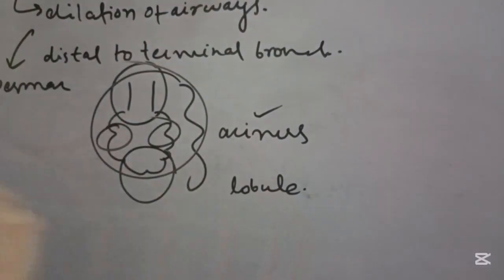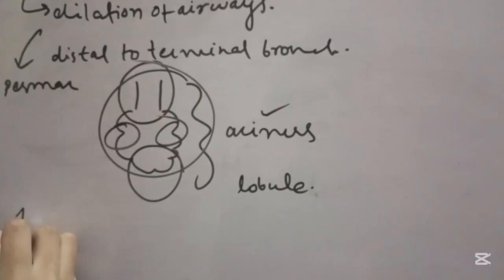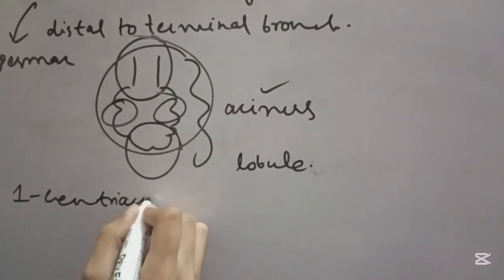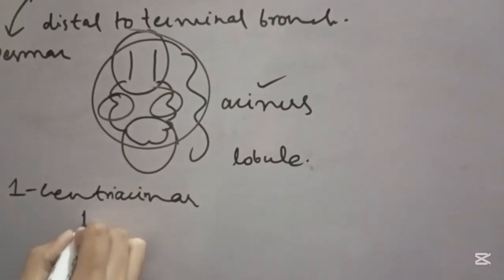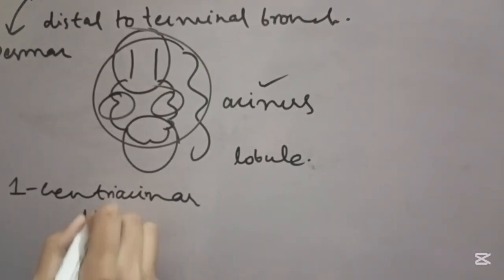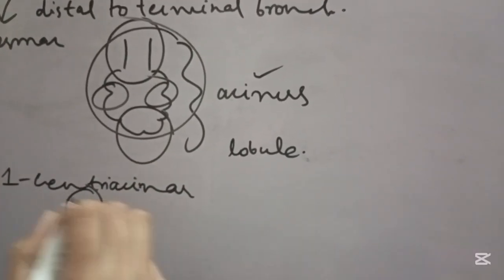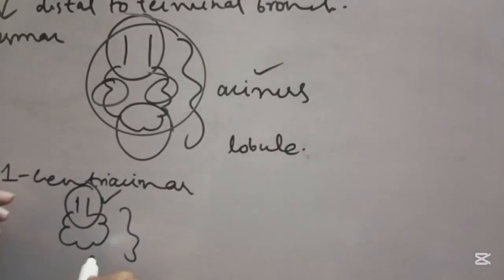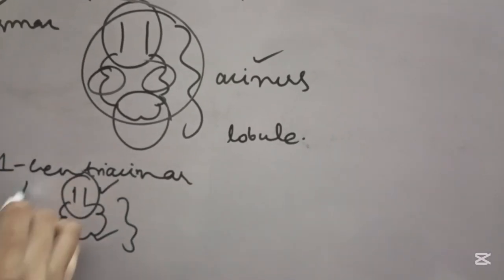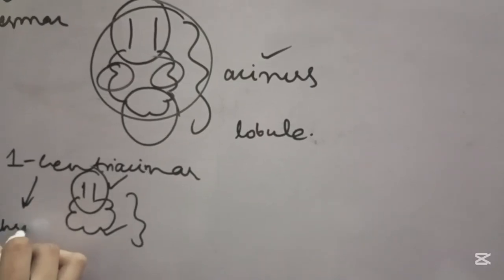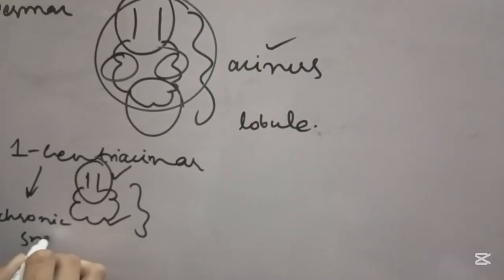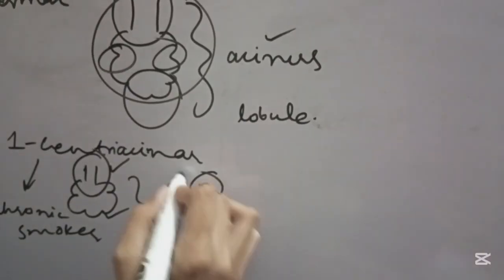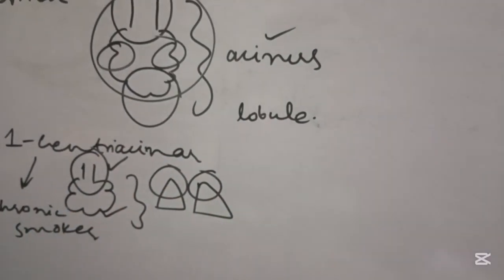So now let's move towards each of them separately. First we have Centriacinar emphysema. This is our acinus, and this part is involved. So we can say that within the same acinus we have an emphysematous part and a normal part, and it most commonly occurs in chronic smokers. And if these are the lungs, we can say the upper lobes are involved.